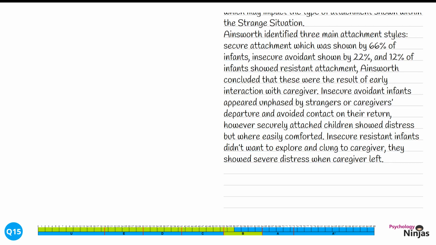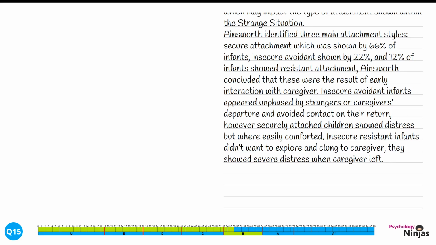Insecure avoidant infants appeared unfazed by the stranger or caregiver's departure and avoided contact on their return. However, securely attached children showed distress but were easily comforted. Insecure resistant infants didn't want to explore and clung to the caregiver. They showed severe distress when the caregiver left.